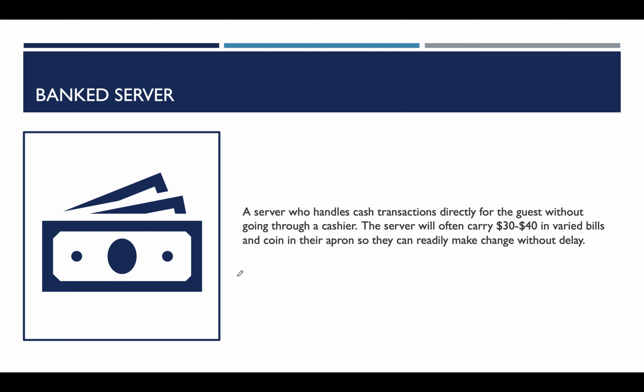All right, a bank server. This is someone that has cash on them, okay? And this is a very common practice for front of house operations, to ask servers to come in with $30 to $40 in various bills and maybe coin if you need that, so that when a guest on the floor hands you cash to check out, you can quickly make change, always out of sight of the guest, from the bank in your own pocket rather than having to go and find the till of the business.